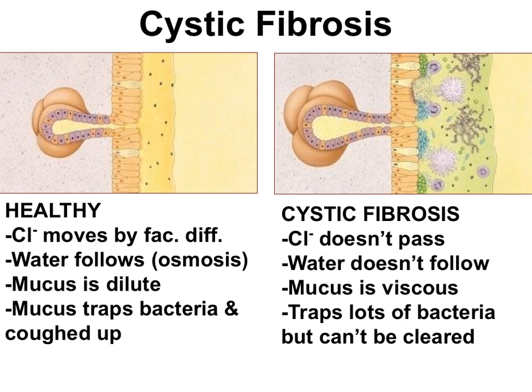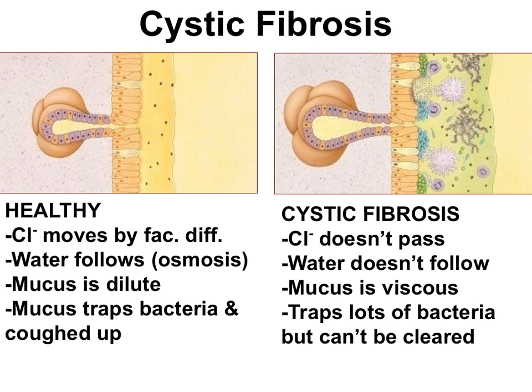Normally, this chloride channel moves chloride ions from high to low by facilitated diffusion. As a result, water follows the chloride ions by osmosis, and the increased water keeps mucus dilute and watery. Watery mucus is good because it can trap bacteria and pollutants that get into your lungs when you breathe, but still be coughed up to clear those pollutants out of a person's lungs.